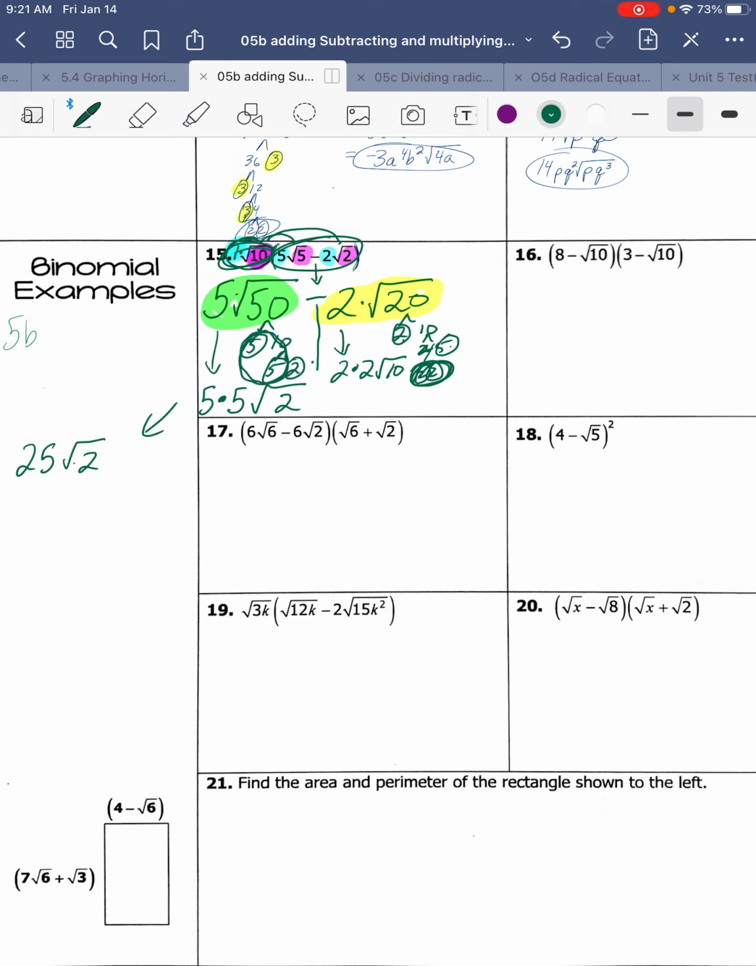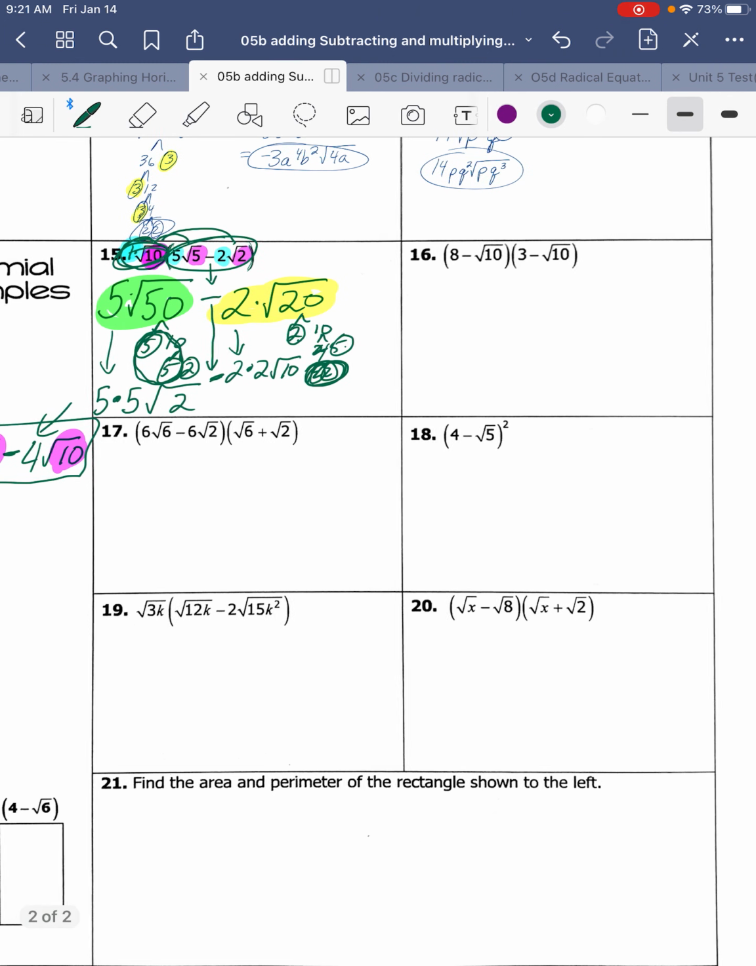So the subtraction comes down. It's going to come down. 2 times 2 is 4, square root of 10. The square root of 2 and the square root of 10 are not like terms, so we cannot put them together, and that will be your final answer then.